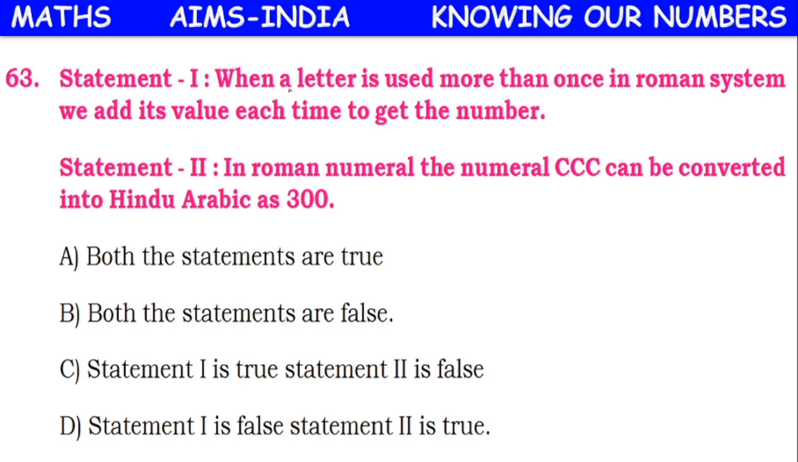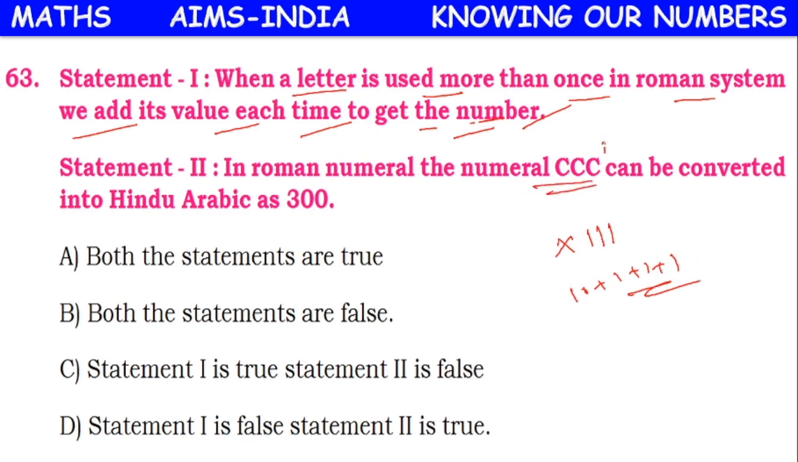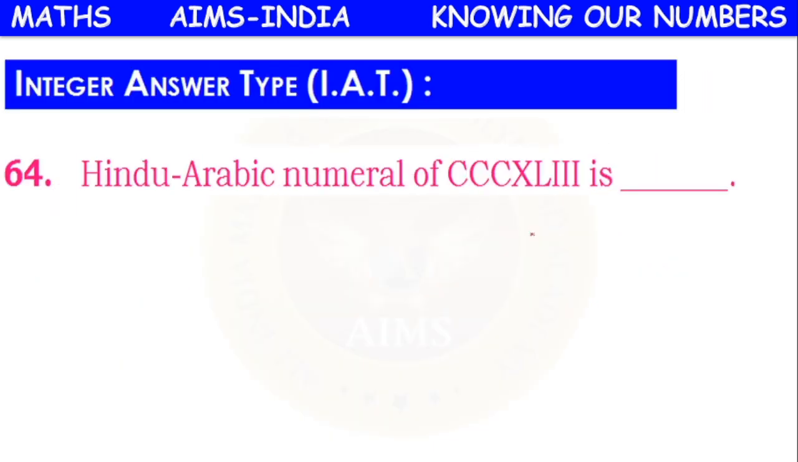Next, statement 1. When a letter is used more than once in the Roman system, we add its value each time to get the number. Correct. Because if we write XIII, what does it mean? 10 plus 1 plus 1 plus 1. We have to add all. In a Roman numeral, the numeral CCC can be converted into Hindu Arabic number 300. Correct. Because C can be repeated 3 times. 100 plus 100 plus 100, 300. Both the statements are true. A option is the right answer.